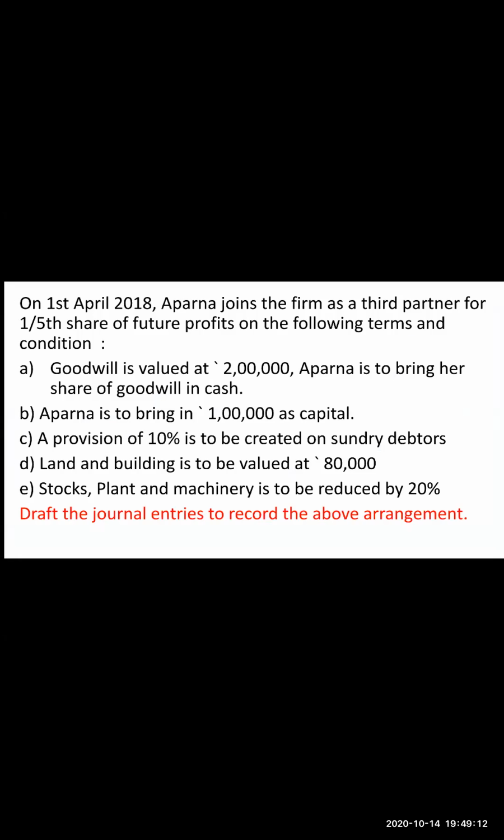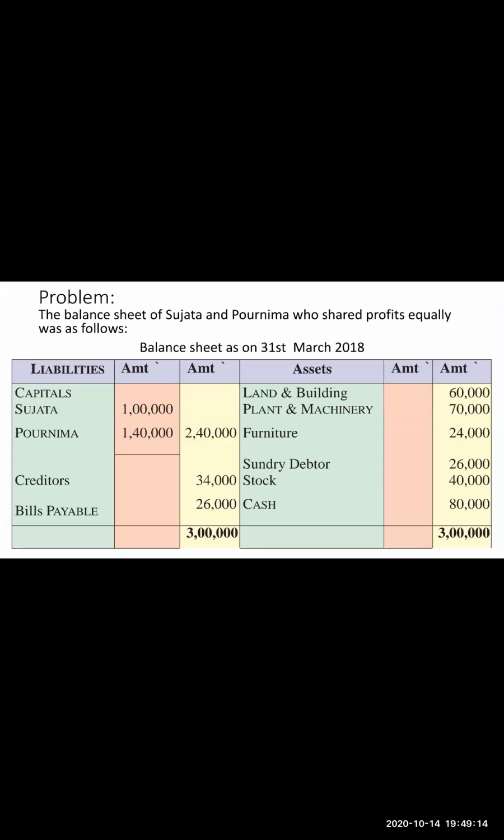Okay, so whenever you are going to solve journal entries from the balance sheet, what you have to see from this balance sheet only is whether accumulated profit or accumulated loss is given or not. Okay, that only you have to see from this balance sheet.